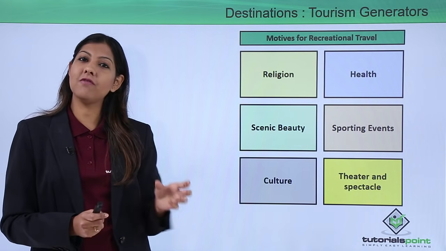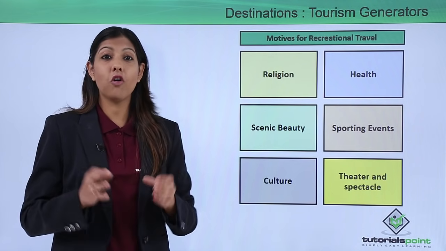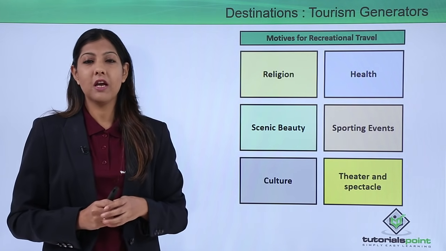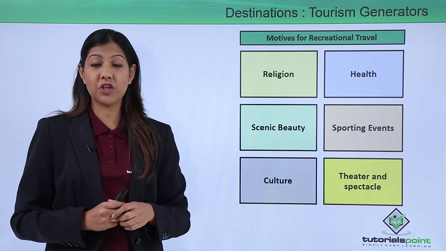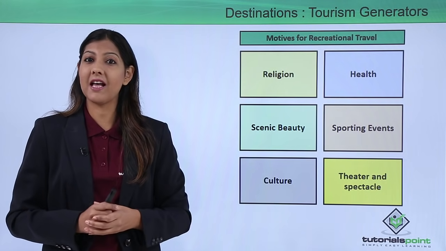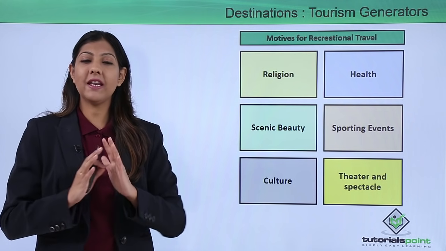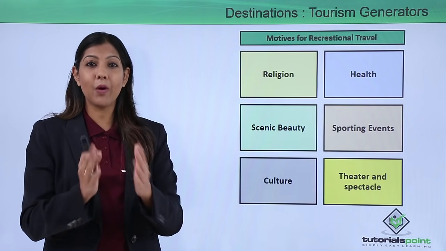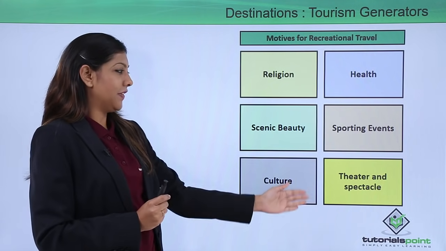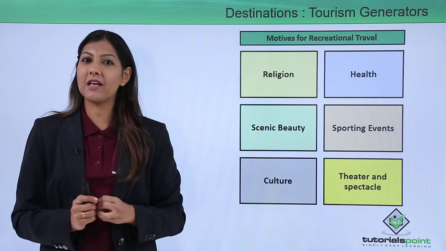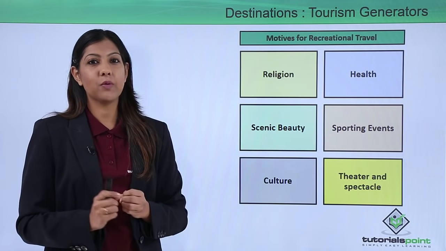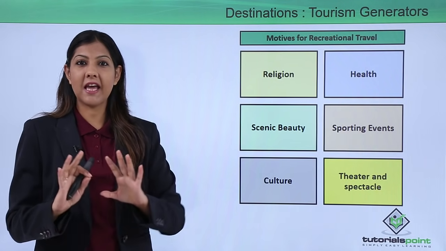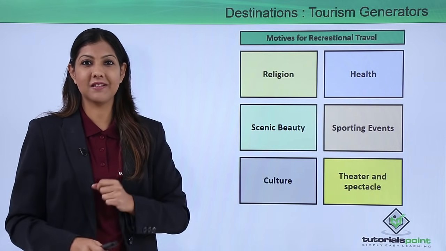Culture, people travel to different destinations for having some kind of cultural advantage. Example, places in Delhi which have the Humayun tomb, or Agra which has the Taj Mahal. So anything which is culturally, historically bound is something that we might travel for. And theatre and spectacle, something like Disney or an opera. So you want to travel to such places because they have a spectacular beauty in themselves.